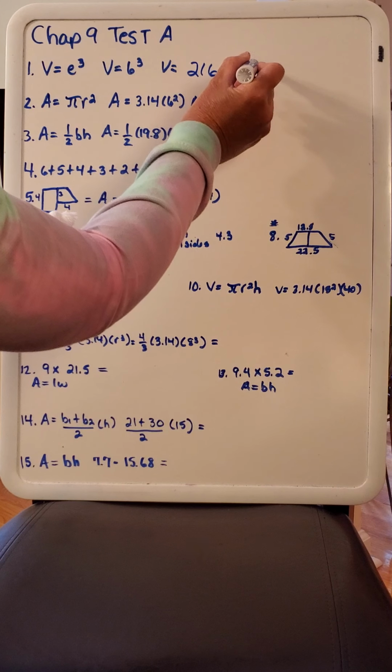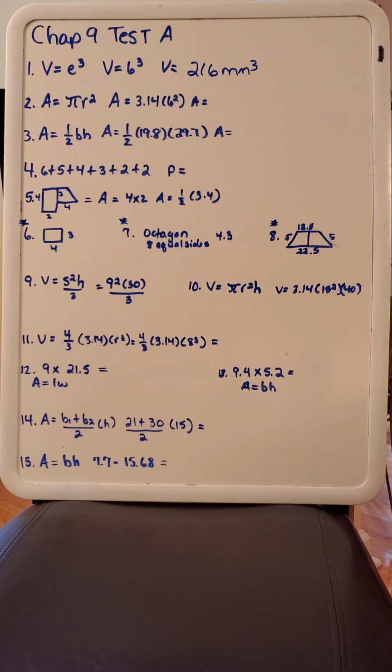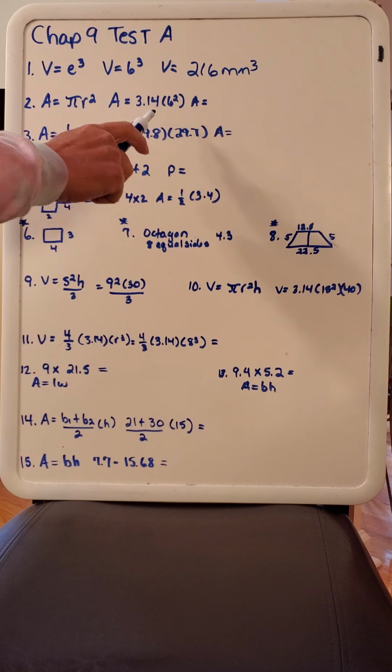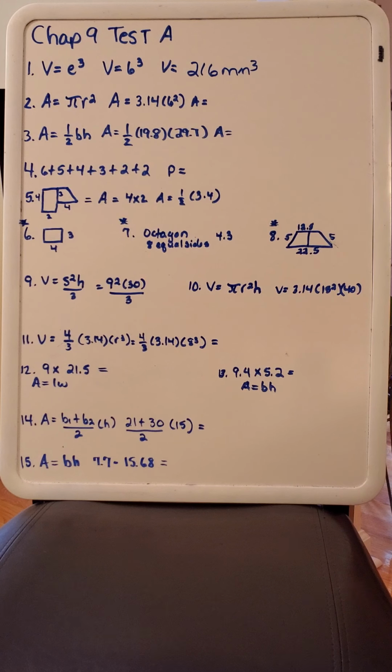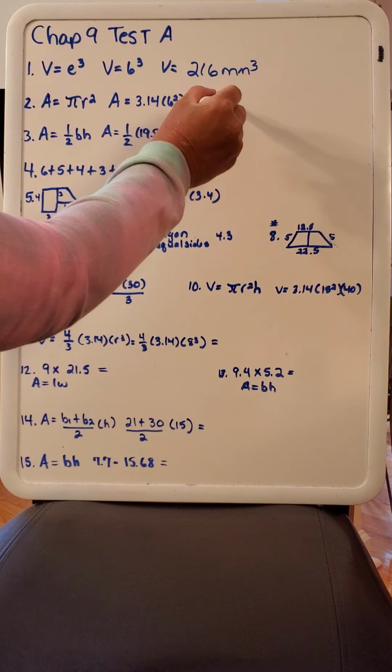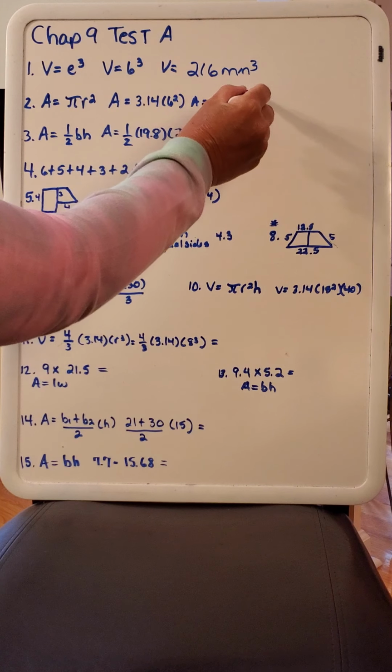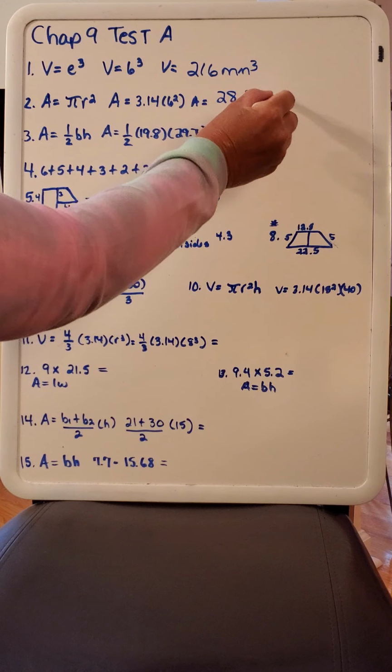millimeters cubed. Okay. Number 2 asks what is the area of the circle. So the formula for area for a circle is pi times radius squared. So I am going to do pi 3.14 times 6 squared. So 6 squared is 36, and then 36 times 3.14 is going to be 28.26 yards squared.